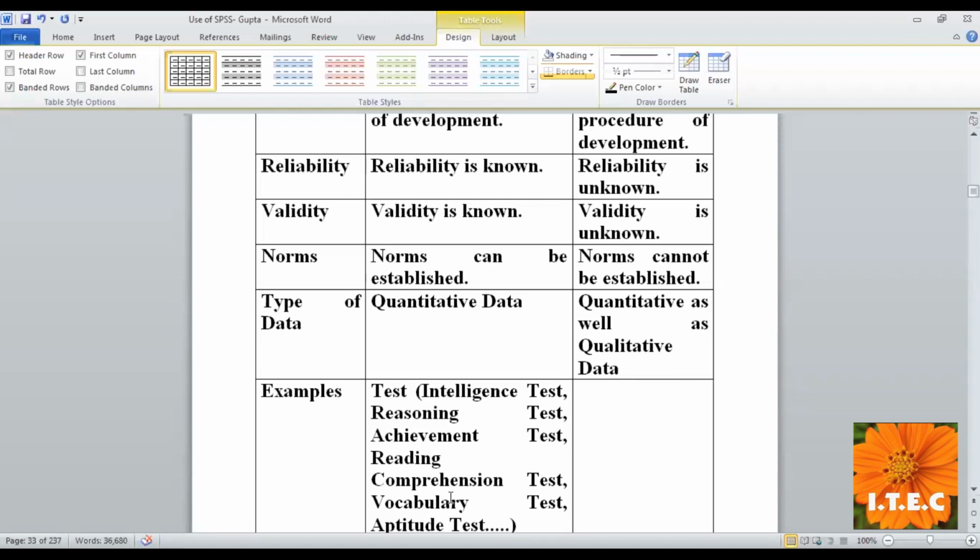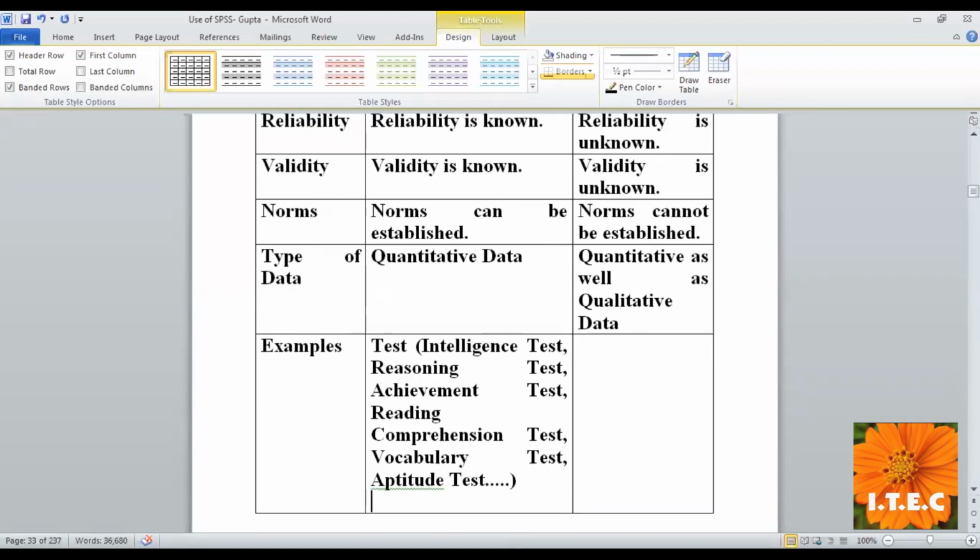And these tests can be standardized. And if you want to use them as unstandardized, you can do it. But you should understand, if you are in research, we normally do not use an unstandardized test. We always use a standardized test. But if you want to use it, well, that's up to you.